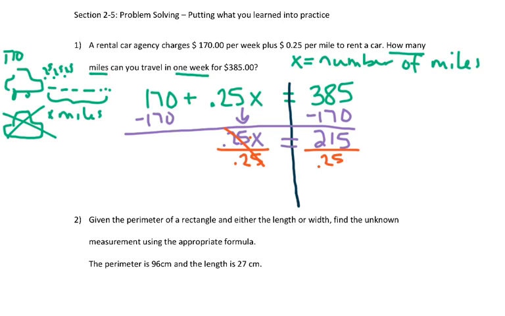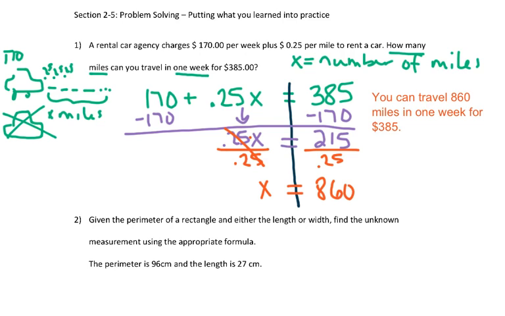Cancel out the 0.25s because that equals 1, so I have 1x. And then 215 divided by 0.25 is 860. So we have just solved for the variable x, which is the number of miles that we can go. So we can go 860 miles in that week.